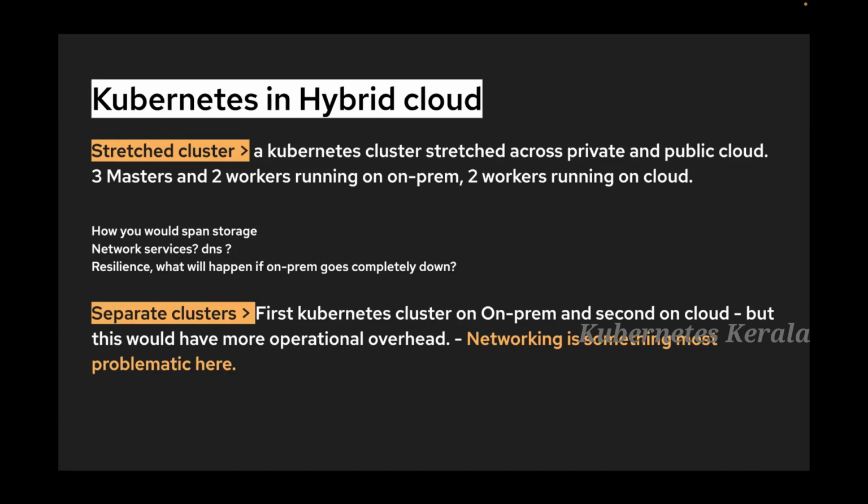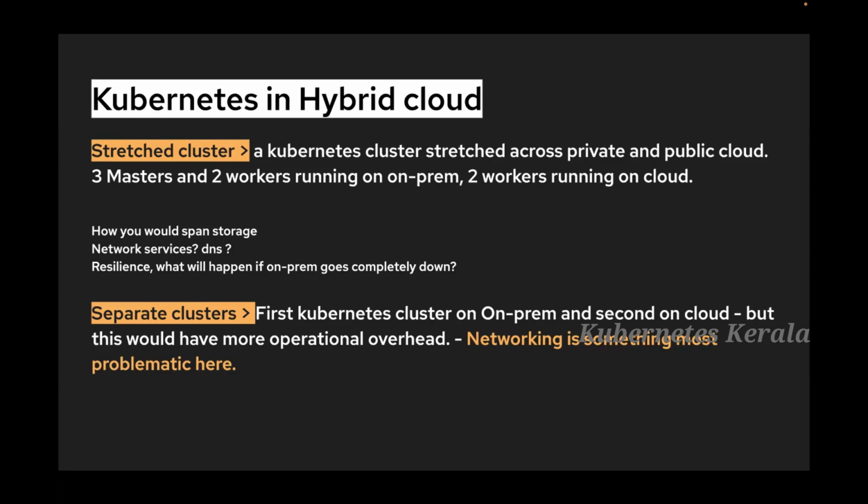The second approach that we can adopt is having separate clusters. You have one cluster in your on-prem environment, and a second in the cloud. That will add some more operational overhead, but I think that is manageable. But again, the most problematic thing is networking. How will you manage the networking, right?